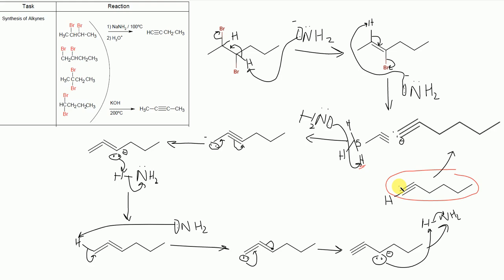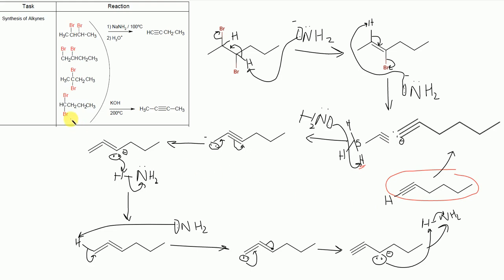My products are going to shift continually toward the terminal alkyne and the acetylide anion formation until I run out of substrate to use. So this is why NH2 will form this terminal one. Essentially, all you need to know is that it's because it's a stronger base and that it can finally abstract this terminal one over here.